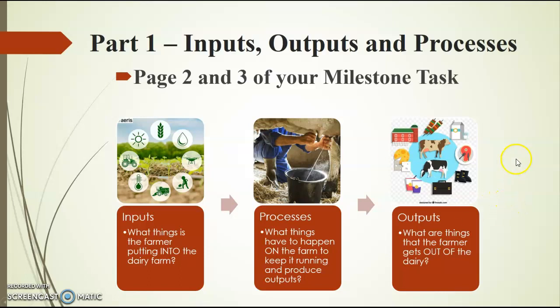The last one is outputs. So what things are you getting out of your dairy farm? Now here's where you have the opportunity to think outside the square a little bit, not just thinking about the obvious one, which is milk that we're getting from our dairy cows. What else does the farmer get from that production system? What can you get out of the cows that can be used elsewhere on the farm or sold or turned into something else, etc. So what outputs are you getting from your dairy farm as well as the milk that those cows are producing?